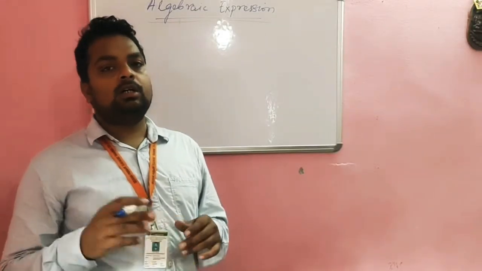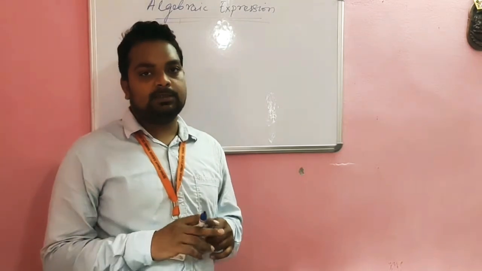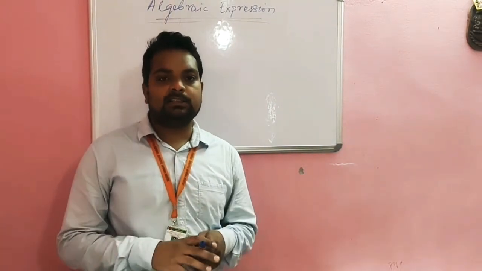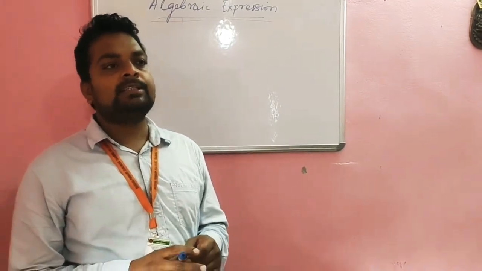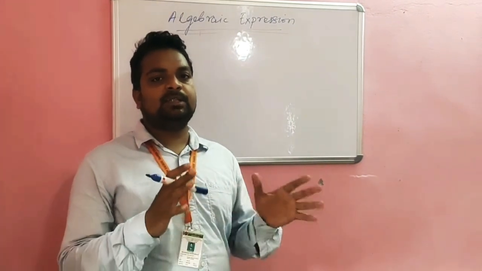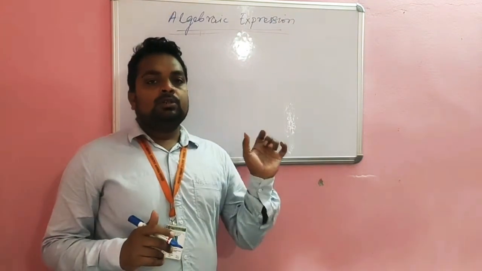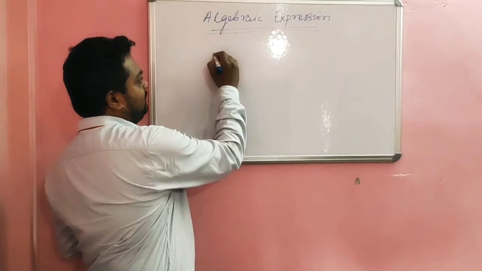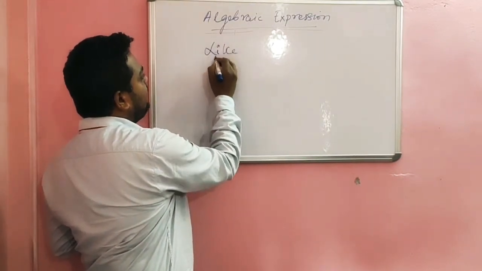Okay, now we will discuss some important terms related to algebraic expressions. These are used when we add, subtract, multiply or divide algebraic expressions. We need to know these things so that it becomes easy for us to deal with them. Okay, so let's learn. So what are these terms? First is like and unlike terms. Okay, like and unlike terms.